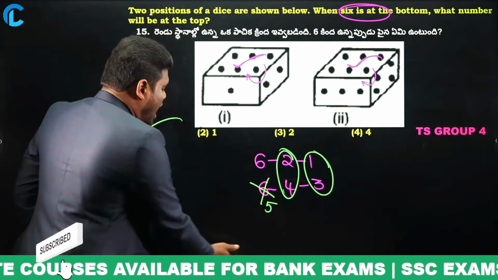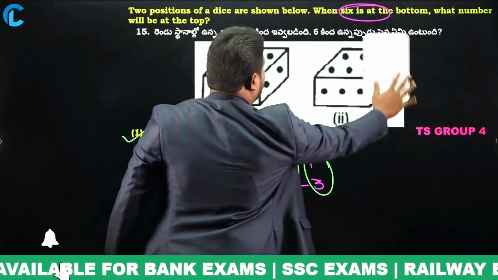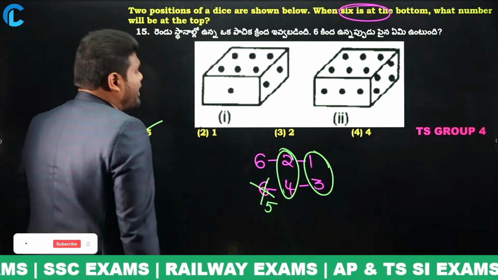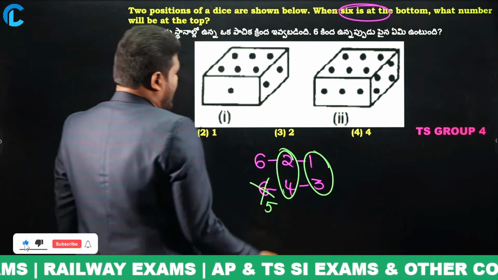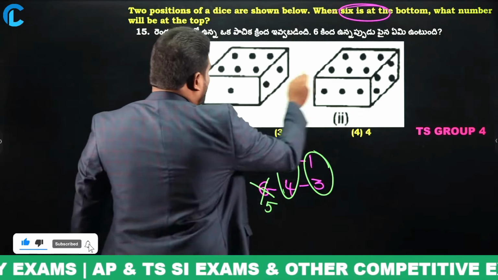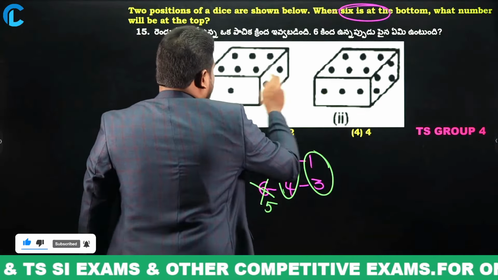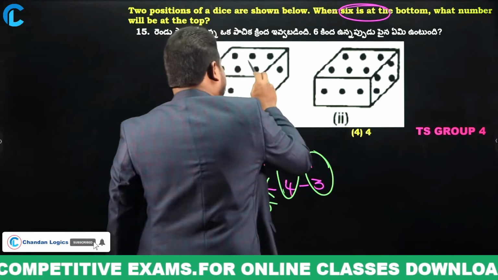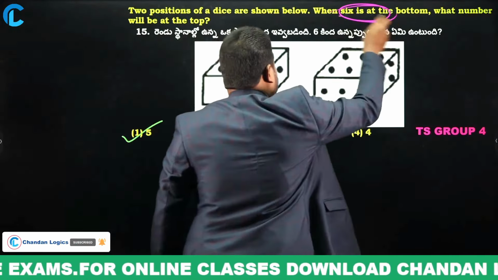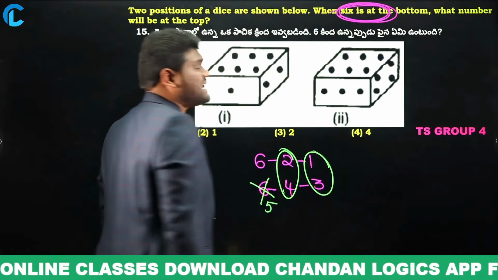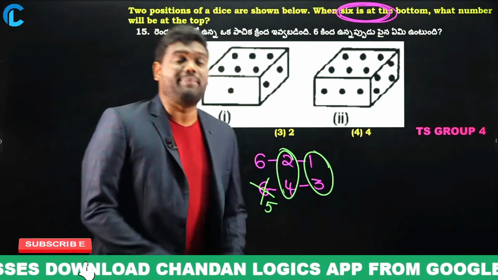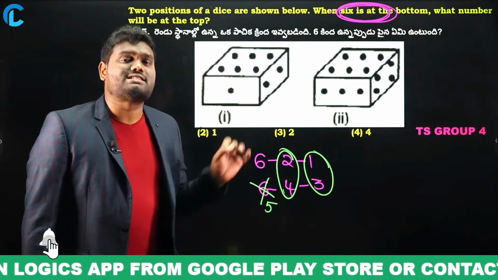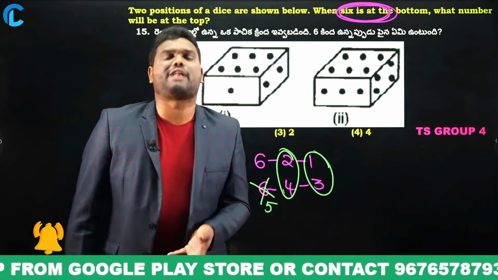procedure. If you are not interested in this procedure, look here, I have one more wonderful technique for you. Observe here. In both of these, 6 is common. Whenever 6 is common in both of these and the question is asking about 6, then you can simply say whatever dots are not visible will be your answer.